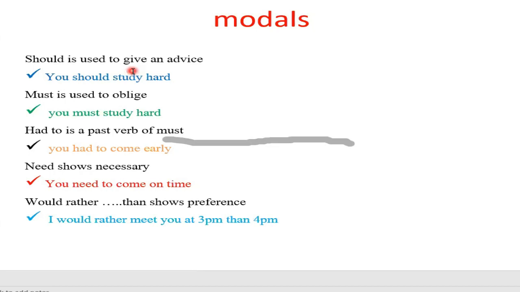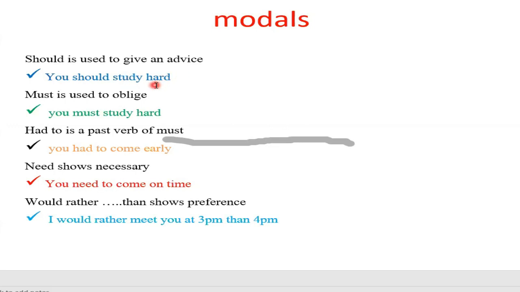You should study hard and you must study hard. When somebody uses must, you should be scared. Why? Because if you don't do that, there is a consequence. The person may take an action. The person may take a measure.